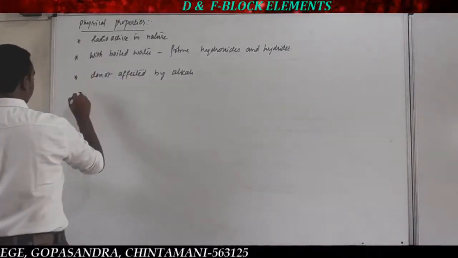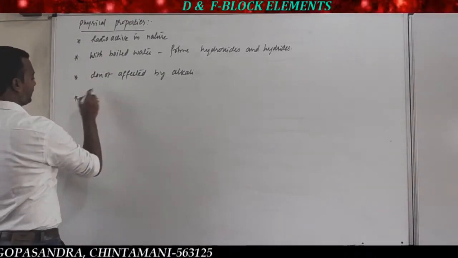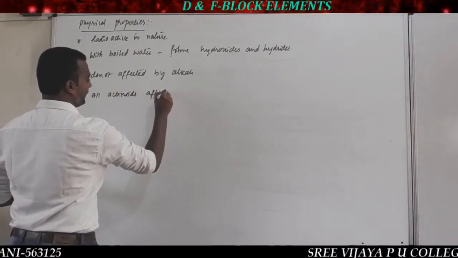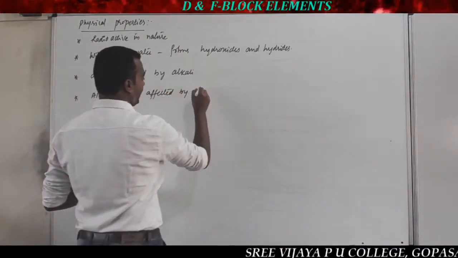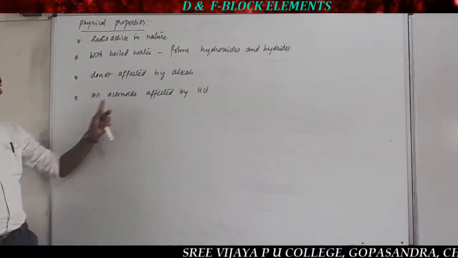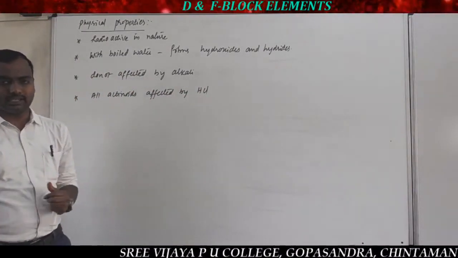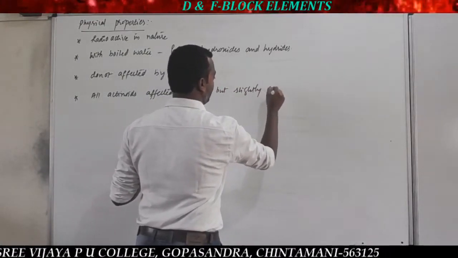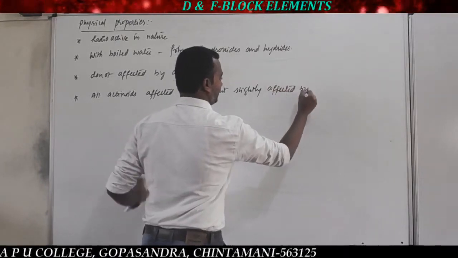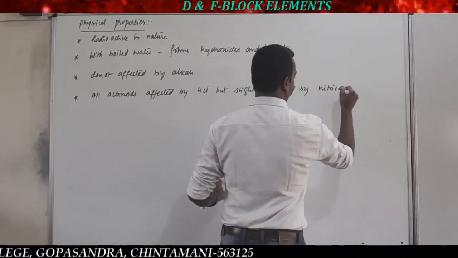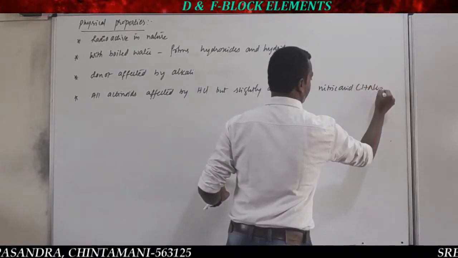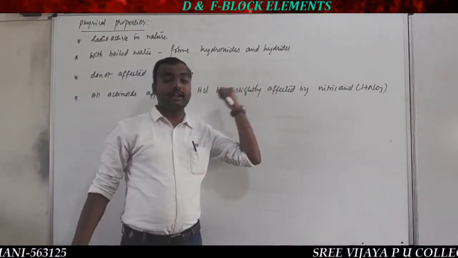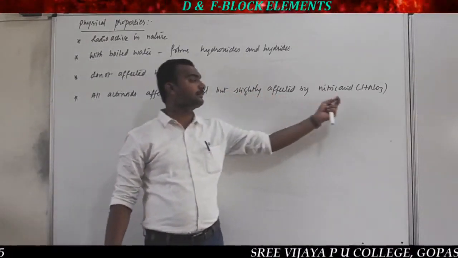And the next one is, they are slightly affected. All actinides are affected by hydrochloric acid. Hydrochloric acid reaction happens, but they are only slightly affected by nitric acid, nothing but HNO3. They are slightly affected by nitric acid. So why, when HCl and nitric acid come, is the reaction with HCl greater, but slightly affected by nitric acid?